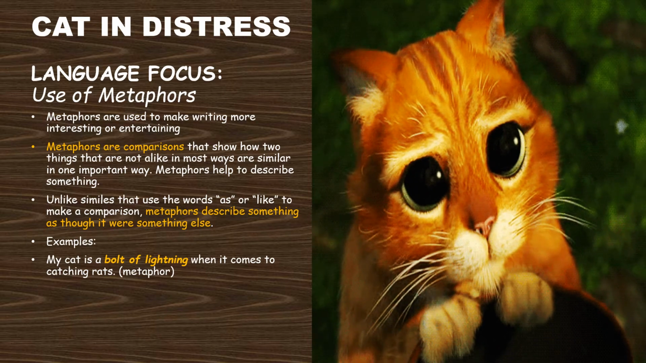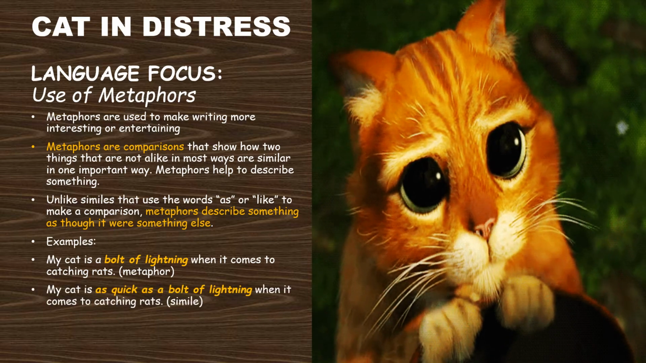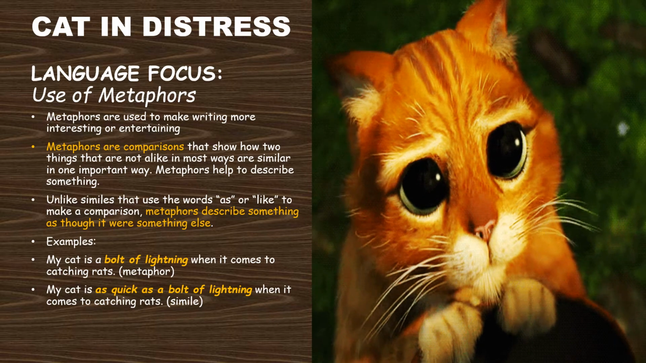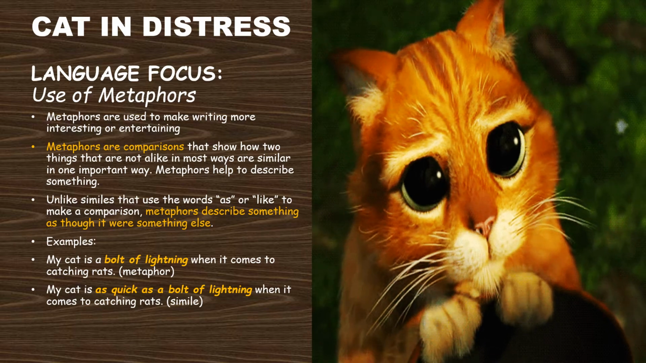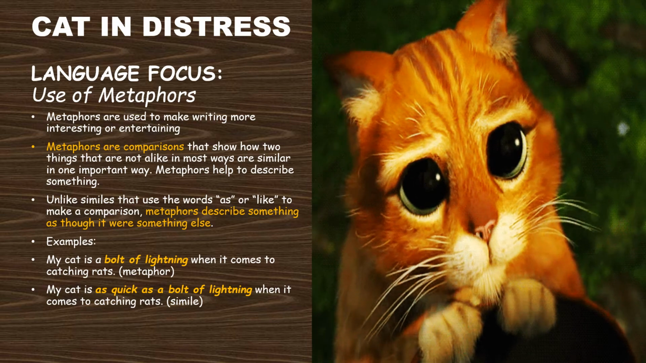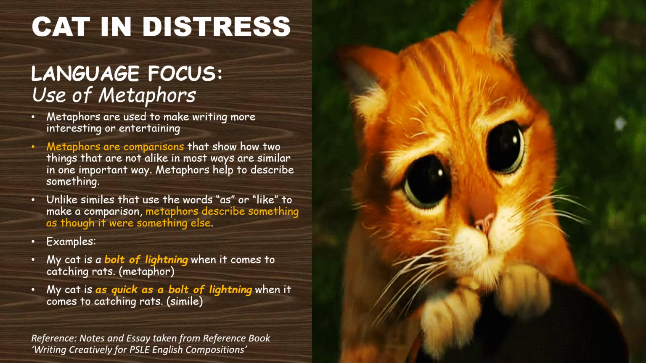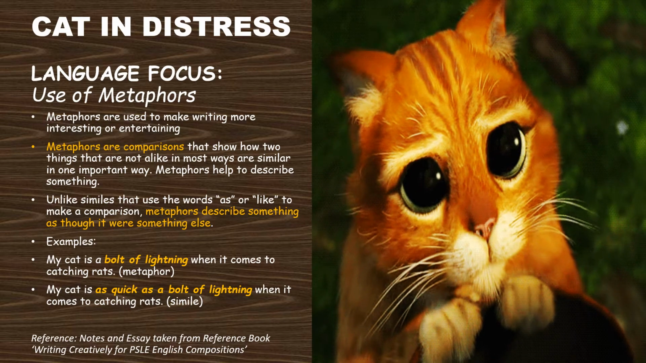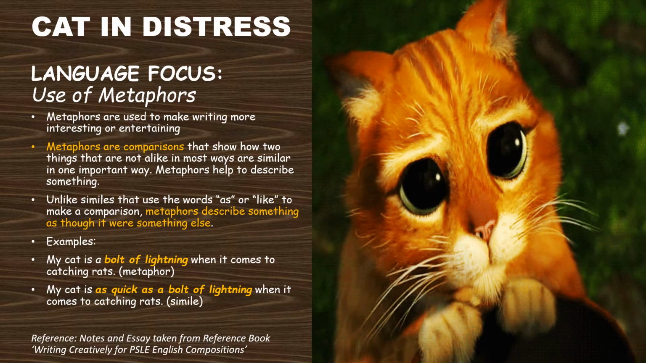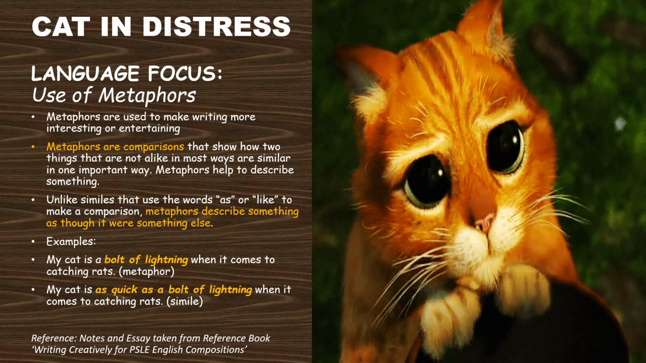So this is a metaphor. And what about simile? It's like this: my cat is as quick as a bolt of lightning when it comes to catching rats. So the one in bold will be the simile for the second example, and the first example, bolt of lightning, will be the metaphor. Alright, for your reference, the notes and essay for this are taken from the reference book Writing Creatively for PSLE English Compositions. Alright, now let's start our lesson.